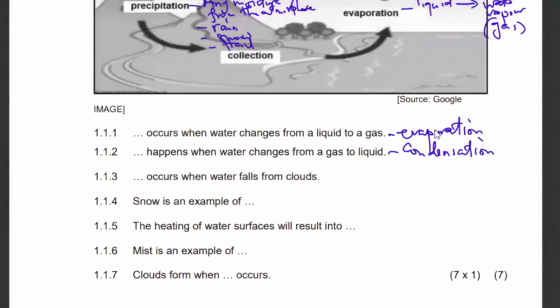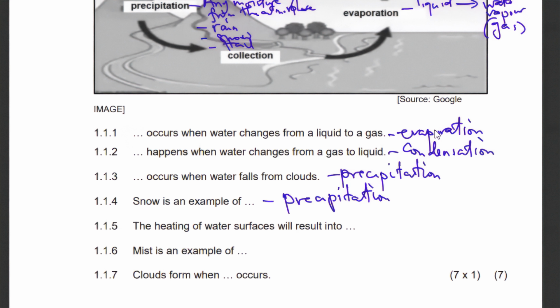Then: dash occurs when water falls from clouds. When water falls from clouds, what happens there? That is precipitation. Next: dash is an example of, snow is an example of what? Snow is precipitation, as we have highlighted.